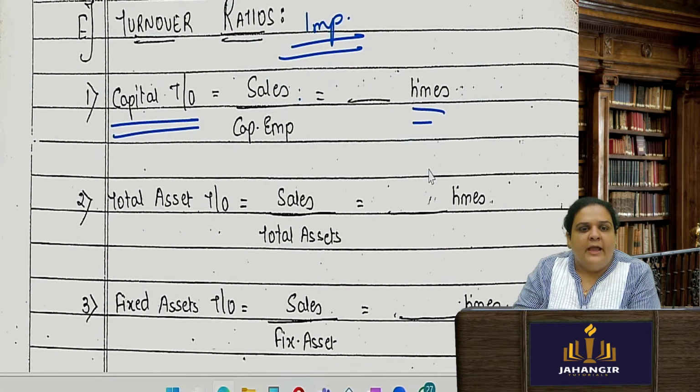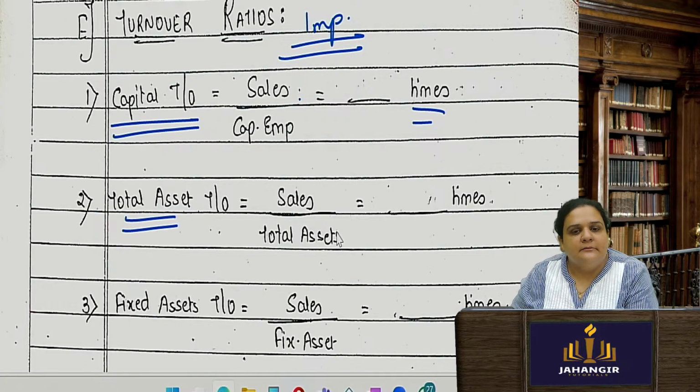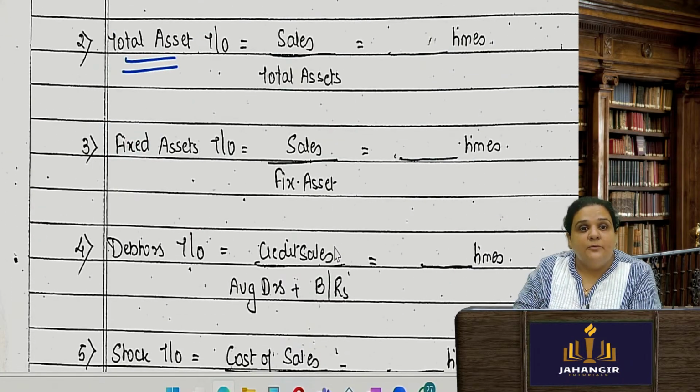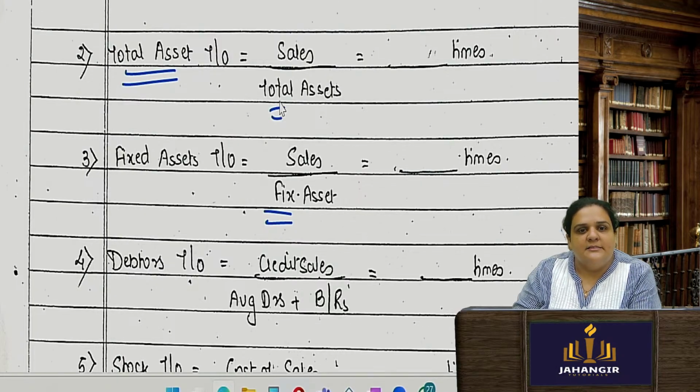Asset turnover. How will you remember turnover? So sales upon, what is the word? Total asset. So sales upon total assets. Fixed asset turnover, if I tell you, I can remove these ratios in any form. Fixed asset turnover, sales upon fixed assets. So total assets, fixed assets, capital employed.